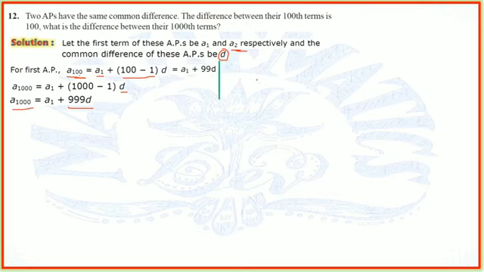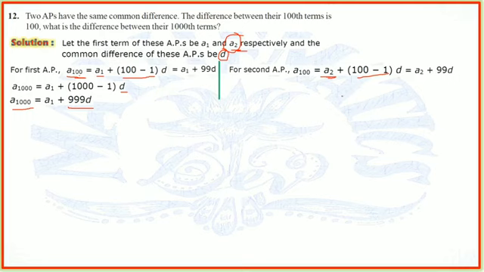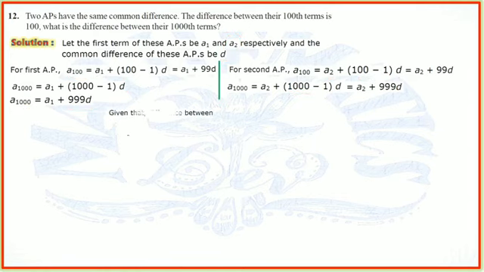Similarly, we'll go for the second AP. The 100th term is A2, as we have supposed that A2 is the first term of the second AP, plus 100 minus 1 into D, which is nothing but A2 plus 99D. Similarly, the thousandth term will be A2 plus 1000 minus 1 into D, which is nothing but A2 plus 999D. Now, according to the question, we'll proceed.